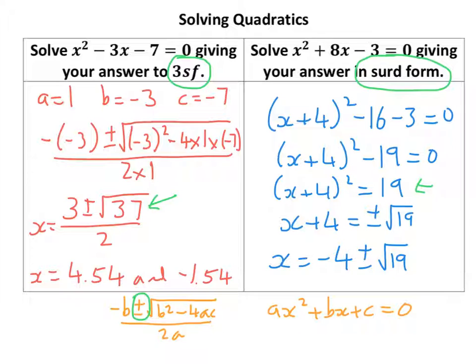So two different ways of doing it, both perfectly valid, and worth the same amount of marks. I'd suggest that completing the square is probably less chance of making a mistake, but there you go. Whatever is your preference.